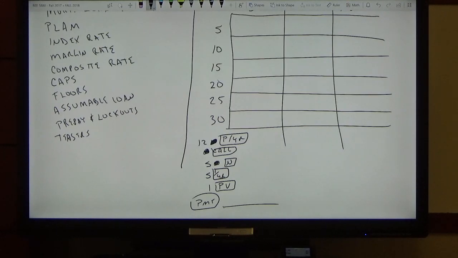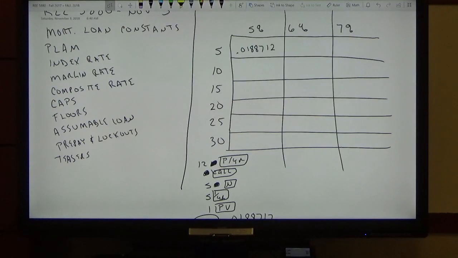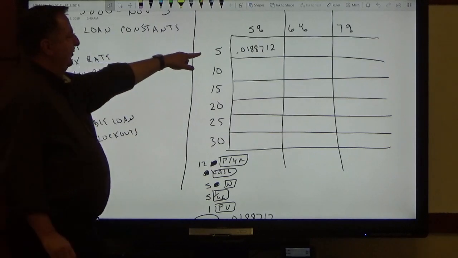Now let me work a couple of these, and like I said, I'll explain how it all fits together. Shift N, 5% interest rate, $1 present value. And then we solve for the payment, and you're going to get negative 0.0188712. So the number we're going to put up here is 0.0188712, and we keep carrying it out. Now, the key here is that we can take that number and multiply it by any loan amount, and that's going to give us our monthly payment for the loan, if it is a 5% loan for 5 years.